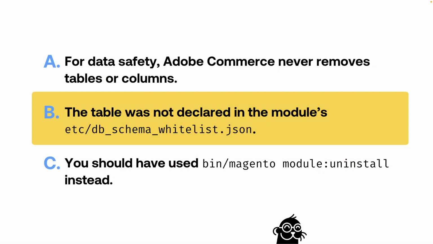Either way, we see that the correct answer in this case is, we hardly need a drum roll, B. The table was not declared in the module's etc/db_schema_whitelist.json. So a mental note is to include it in there. But the other side of that is that when you do include it and you disable a module, Magento will delete all of those tables or columns from your database, which could have catastrophic consequences. Six of one, half a dozen of another. That's your answer for this week. Great work, and we will talk to you later.